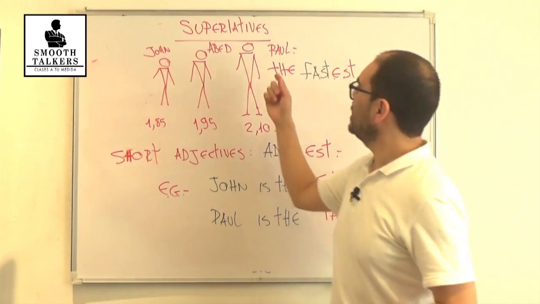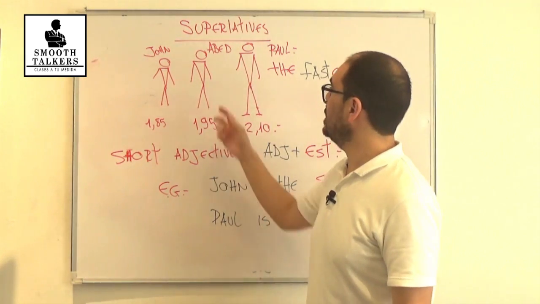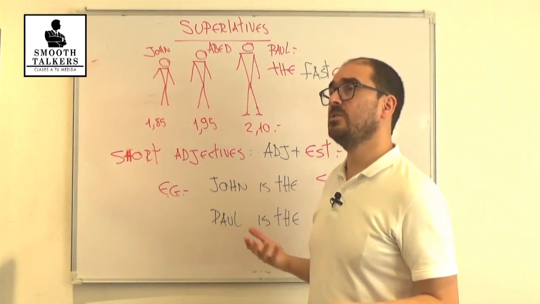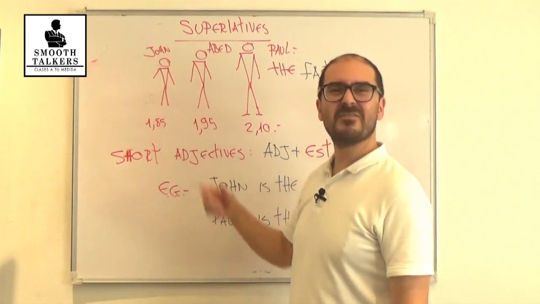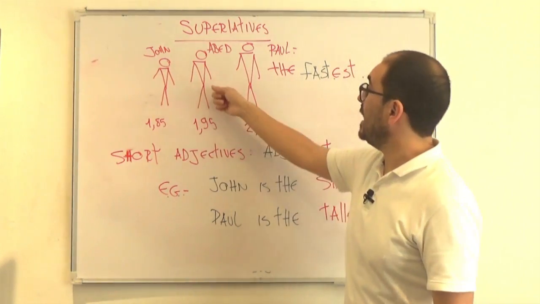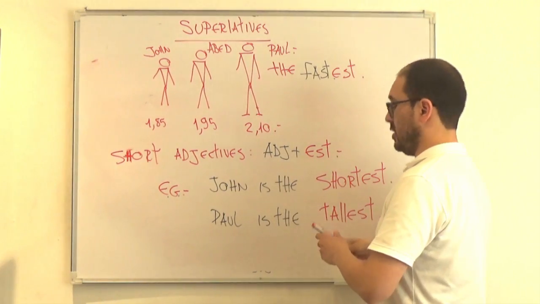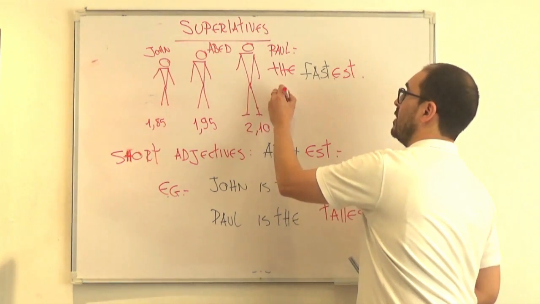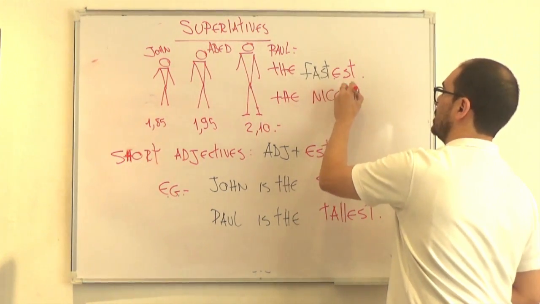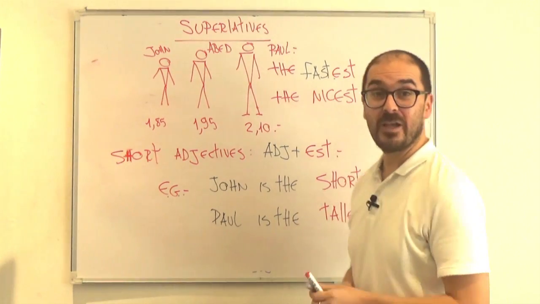All right? But let's say that Paul is really dull, he doesn't have a good personality, and then Abbott, well, sometimes he's funny, sometimes he's not. But let's say that John is a very nice guy, and he's nicer than Abbott and nicer than Paul. We could say that John is the nicest. Way to go, John. Okay?